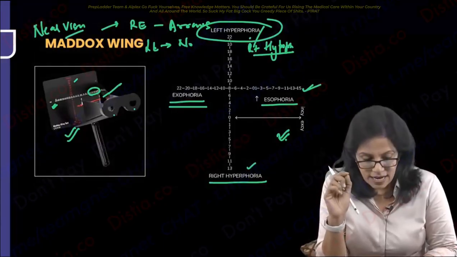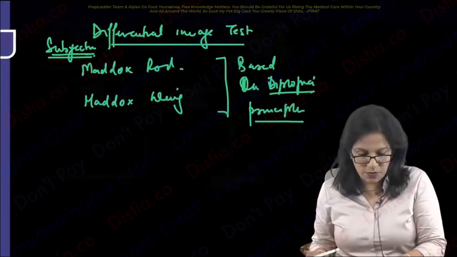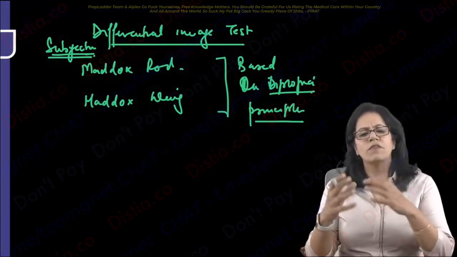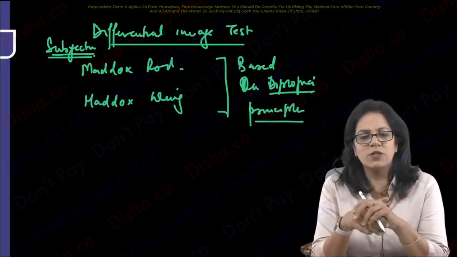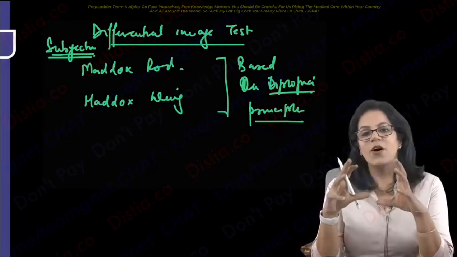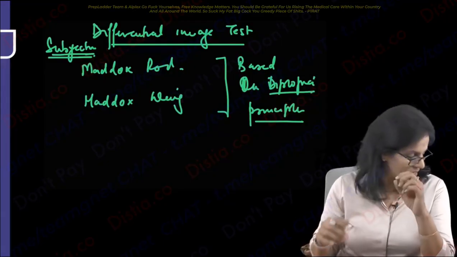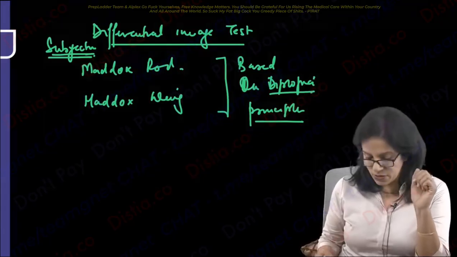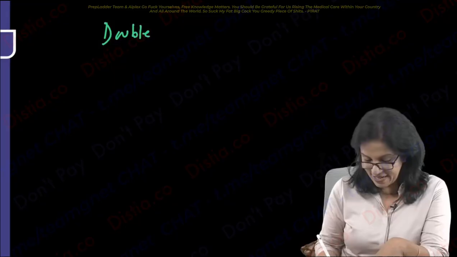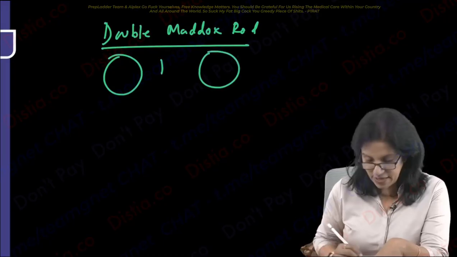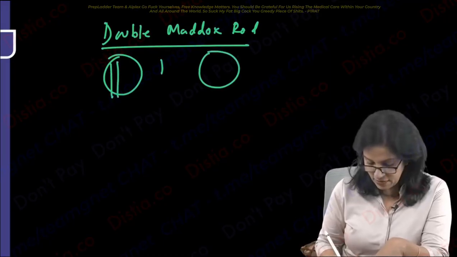Now we talk about another subjective test. Up to this point, questions have come on Maddox rod and Maddox wing. We were talking about torsion, right? In intorsion and extorsion, what is the best way of knowing the torsion of the eye and the amount of torsion? We'll discuss this also. This is your double Maddox rod test. What is this? Double Maddox rod is nothing but putting the Maddox rod in both eyes.